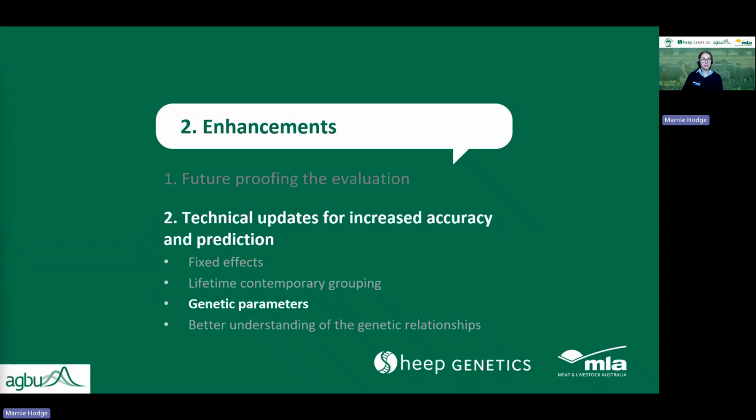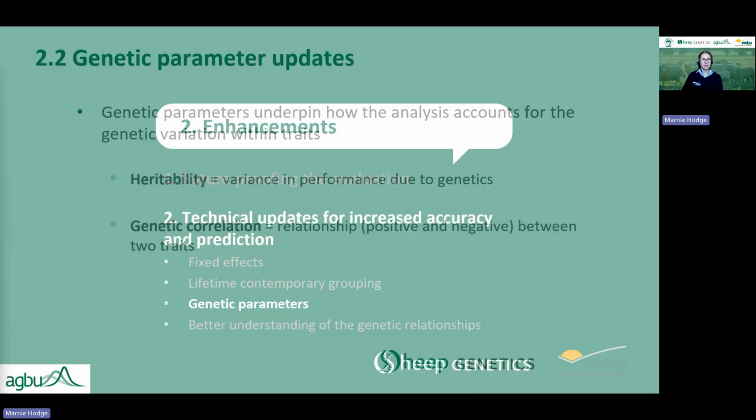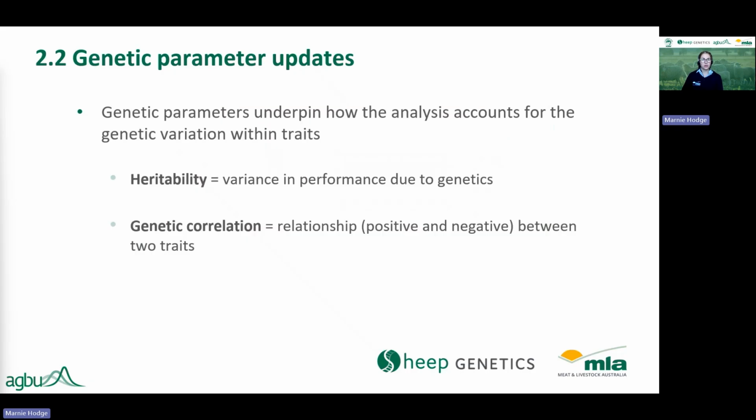We've also made updates to the genetic parameters as part of combined land plan. In the analysis, genetic parameters underpin how the analysis actually accounts for genetic variation within traits. So we have two key genetic parameters that we use in any sheep genetics analysis, which includes the heritability, which looks at the variation in performance of an animal which is due to genetics, and the genetic correlations between traits, which looks at the relationship, whether that's positive, negative, favorable, or unfavorable, and the strength of that relationship between traits.